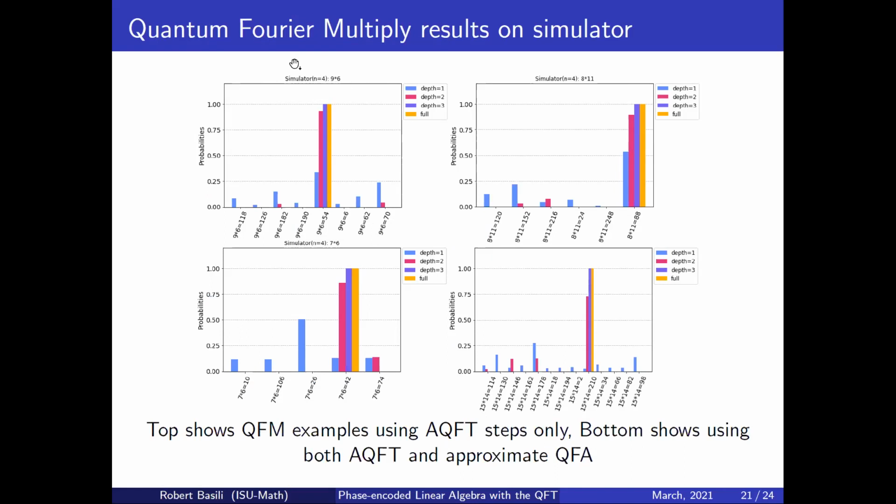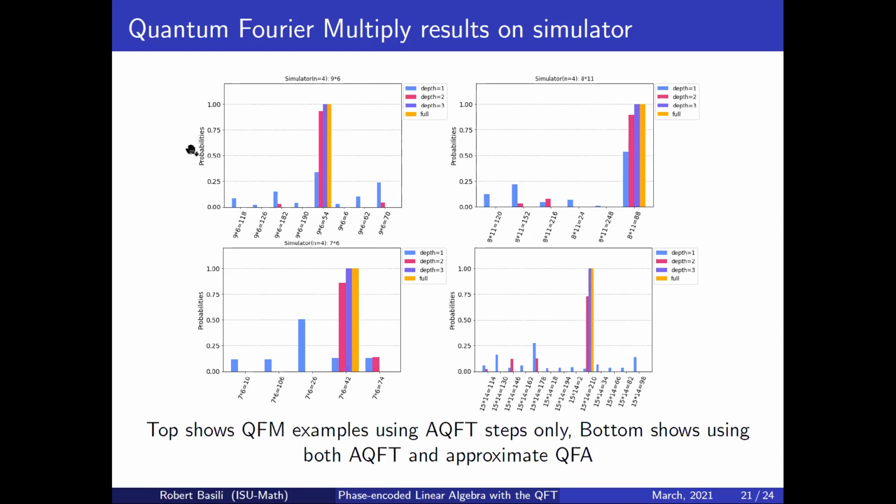Okay, so now let's talk about quantum multiply on the simulator. As I said before, just as I wasn't able to get a good look at the effects of the approximate QFT on a real machine, I wasn't able to look at it for quantum multiply. So all I have to show is a simulator for now. But here you have, for instance, 9 times 6.